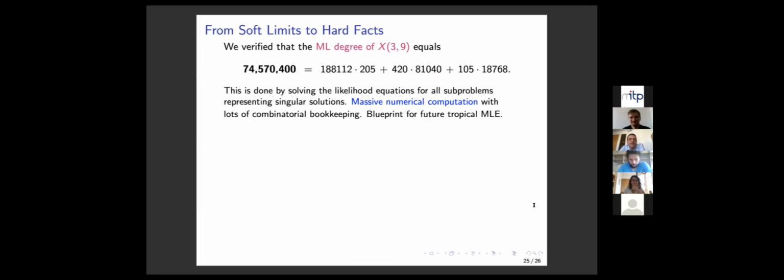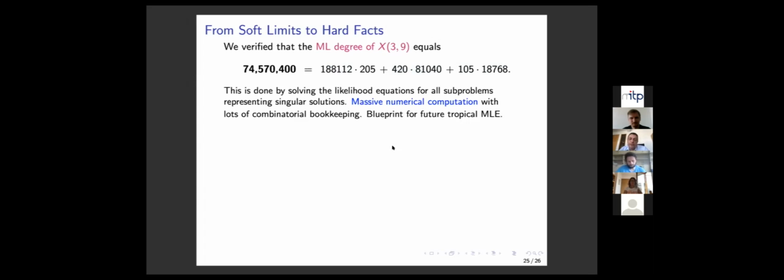From soft limits to hard facts. We're very, very happy. We verified Thomas Lam's number for (3,9): 74 million and so on, thousand solutions. This number decomposes in this way. These are the regular solutions, so tropical MLE 0. This corresponds to codimension 1 strata in the fibration, codimension 2 strata. And this was done by solving the likelihood equation for all subproblems representing singular solutions.